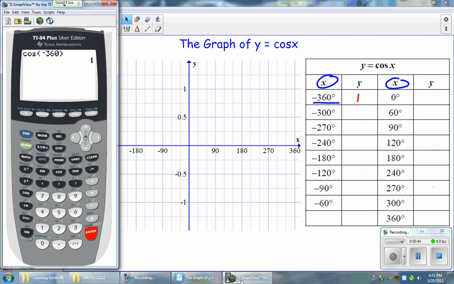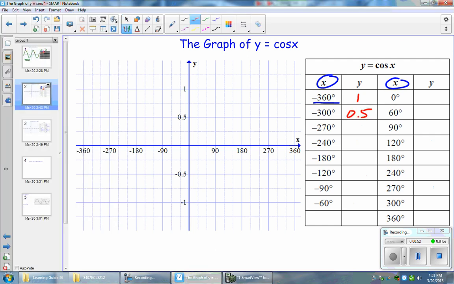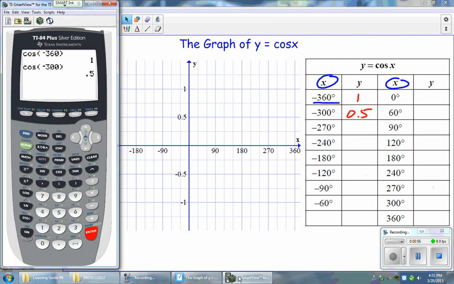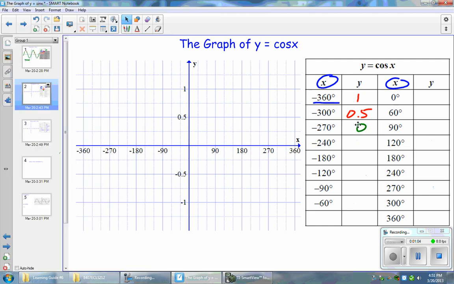And then we have the cos of negative 300, and that's going to give you a corresponding y value of 0.5. Okay, so let's do another one here. Cos of negative 270, and that's going to give me a value of 0. Okay, so if we keep going with this procedure, you're going to get the following y values, which I already had set up for you.